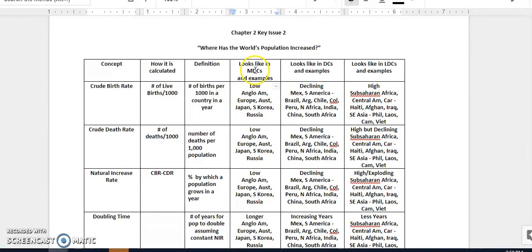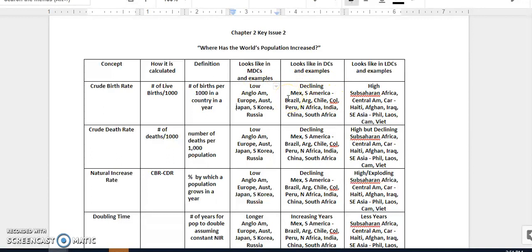When we look at what it looks like in an MDC, a DC, and an LDC, we know from our work with the demographic transition model that we've connected this. MDCs are stage 4 countries in the demographic transition model. These countries really do not change in terms of MDCs in stage 4. What does it look like in a DC? We know these are our stage 3 countries. And in an LDC? We know these are our stage 2 countries. We'll reference this in the next video, about the demographic transition model, and we'll see all of this happening.